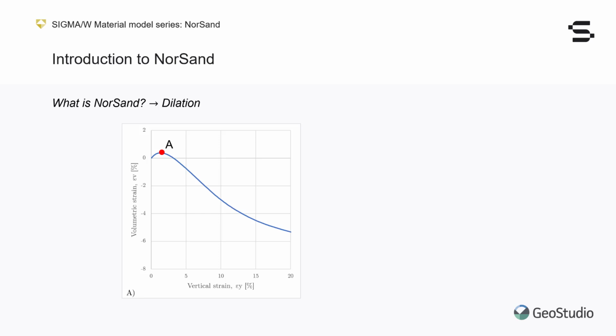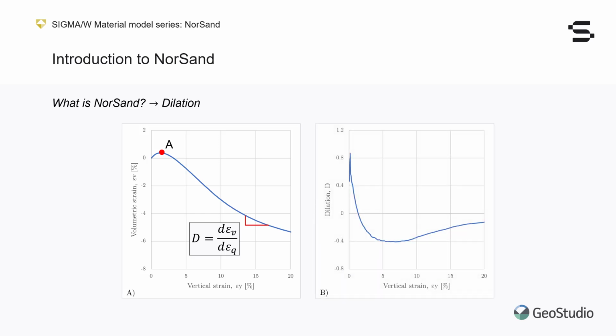Another way to look at the same data is to calculate dilation. Dilation is the change of volumetric strain divided by the change of deviatoric strain. This plot shows how dilation evolved during the test. Notice that dilation is initially positive, meaning that the change in volumetric strain is positive compared to the accumulating deviatoric strain. In other words, the sample is contracting. At around 2% of vertical strain, we find point A again, where dilation becomes negative, inverting the volumetric trend observed in the first plot.